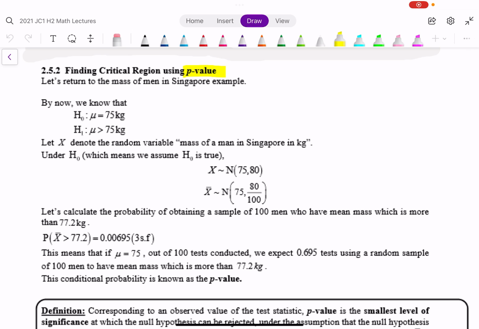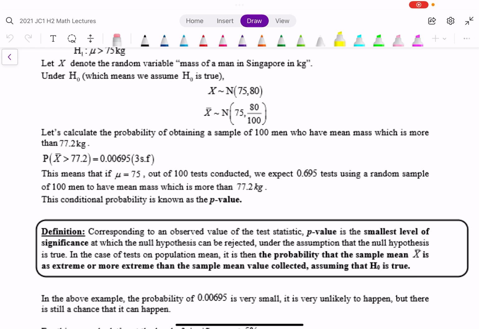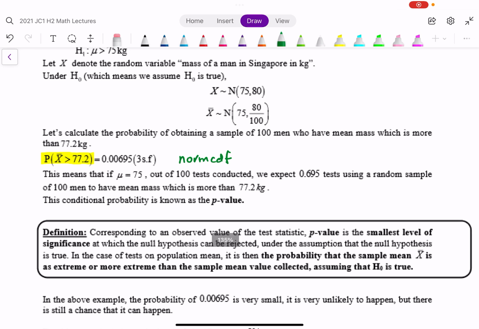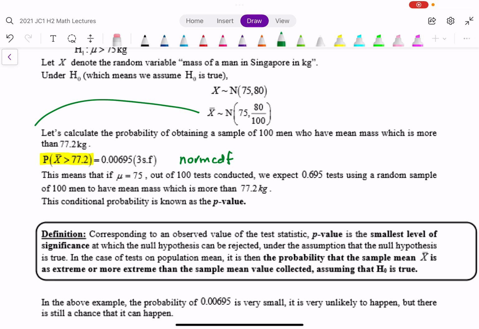Previously, x follows a normal distribution, so therefore x bar follows a normal distribution as well, right? So what we're going to do here is calculate the probability that x bar is more than the sample mean. I can use the function norm CDF in my calculator with the mean and variance given to calculate the probability.